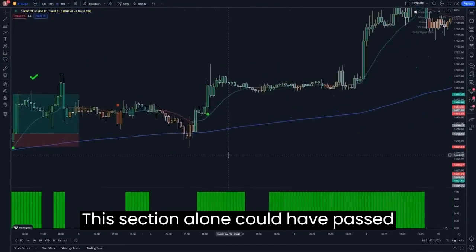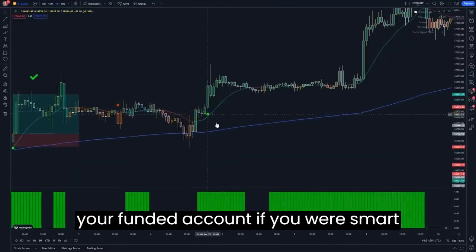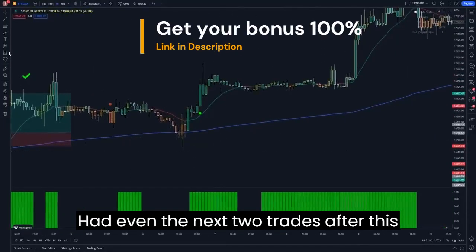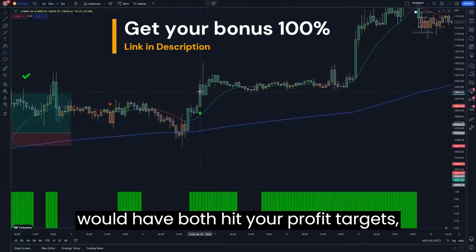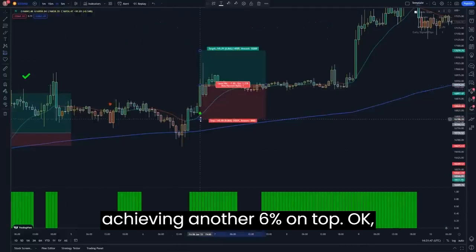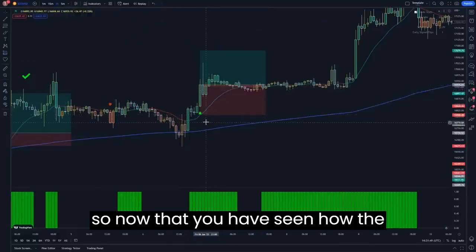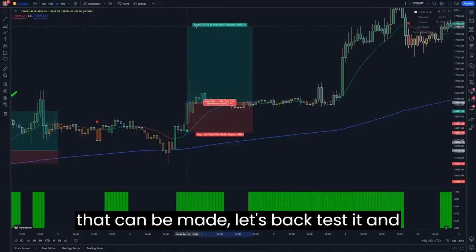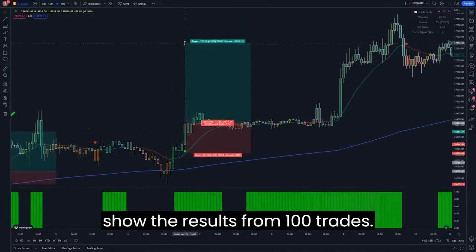This section alone could have passed your funded account if you were smart about it. There is another take profit hit. Even the next 2 trades after this would have both hit your profit targets, achieving another 6% on top. Okay, so now that you have seen how the strategy works and the kind of profits that can be made, let's back test it and show the results from 100 trades.